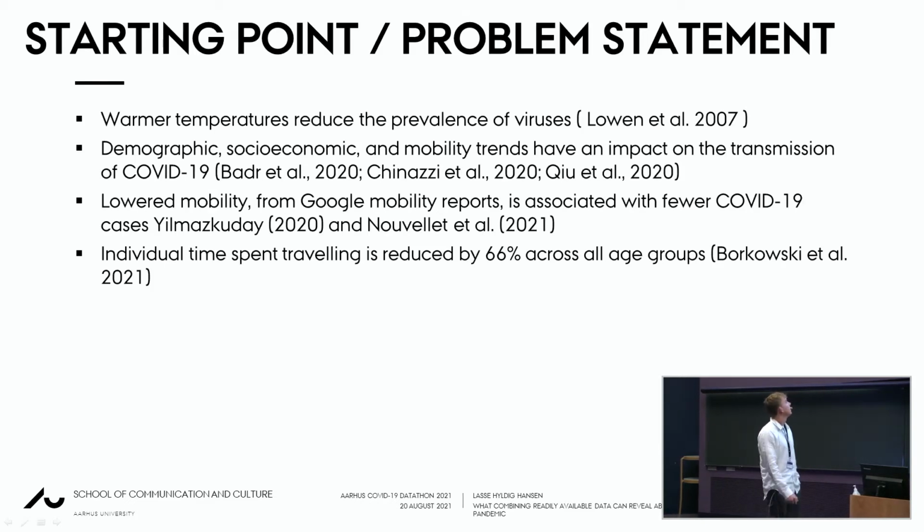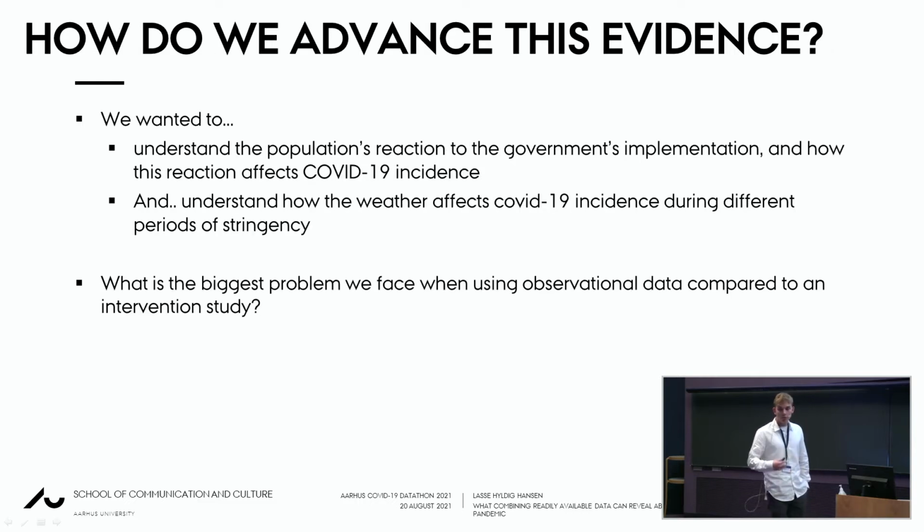Our starting point of this problem or this paper was the literature that you see here. The fact that warmer temperatures reduce the prevalence of viruses, that mobility trends have an impact on the transmission. And we heard Laura earlier on the online transmission that lowered mobility is associated with less traveling time and fewer COVID-19 cases. So how do we advance this evidence?